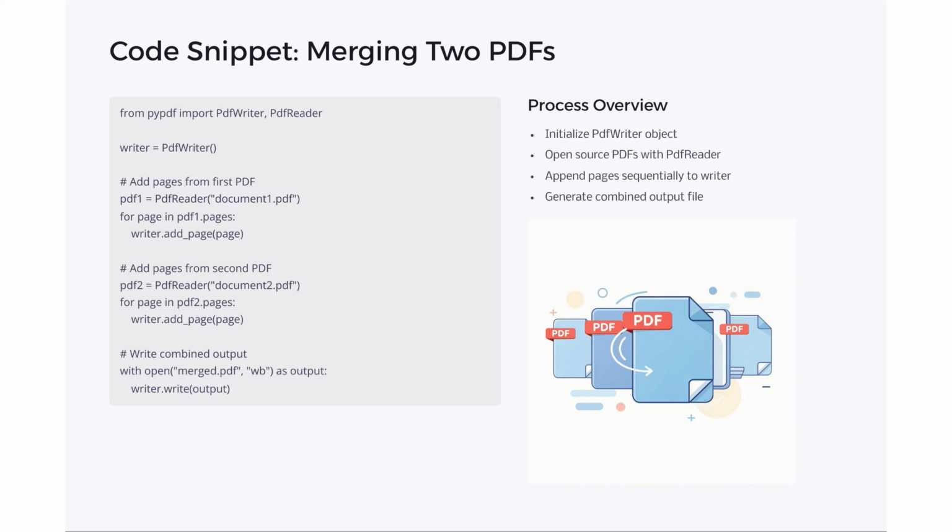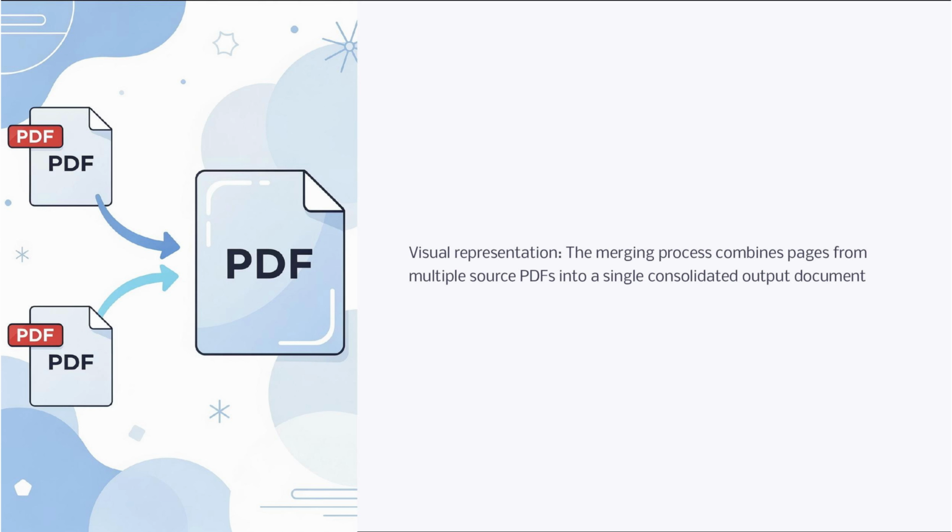streamlining document management. The merging process involves combining pages from multiple source PDFs into a single consolidated document. This is achieved by sequentially appending pages from each PDF using the PdfWriter object.